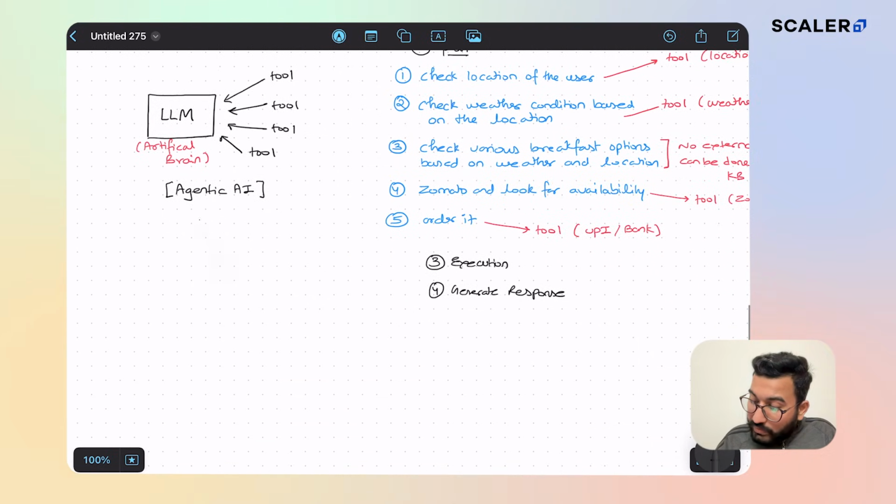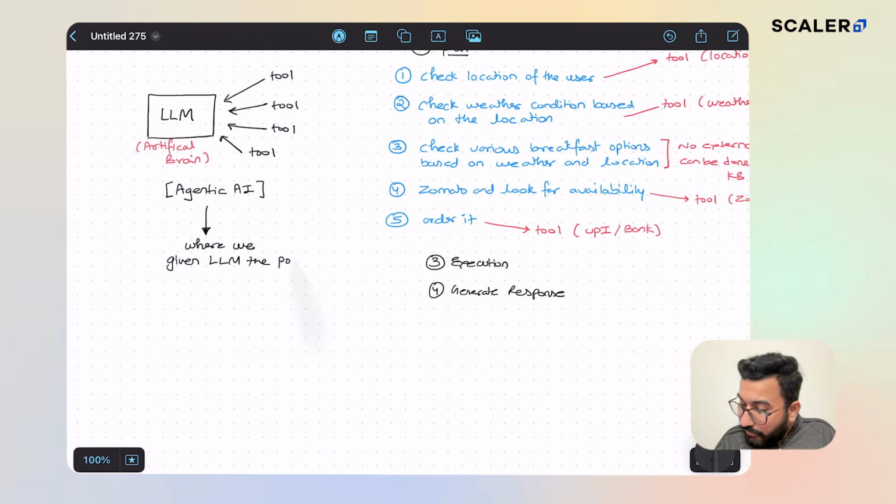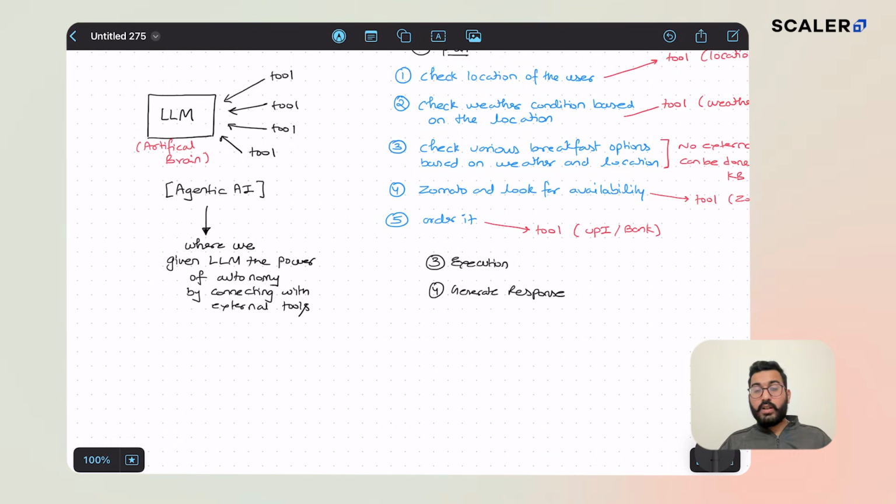And agentic AI is the field of AI where we give LLMs the power of autonomy by connecting them with external tools. That is what agentic AI is. But there is one more question. You must be thinking about it.